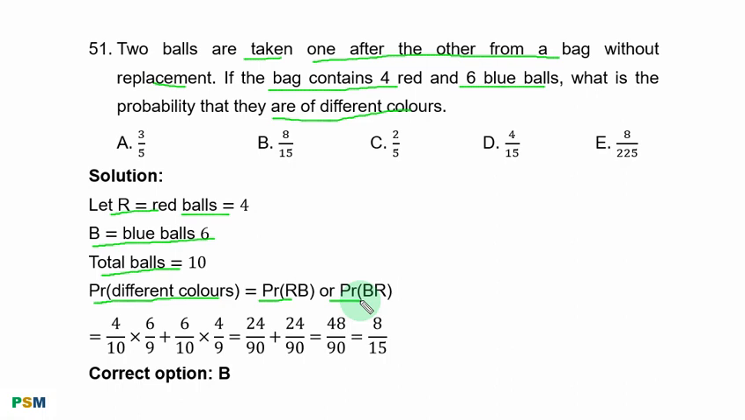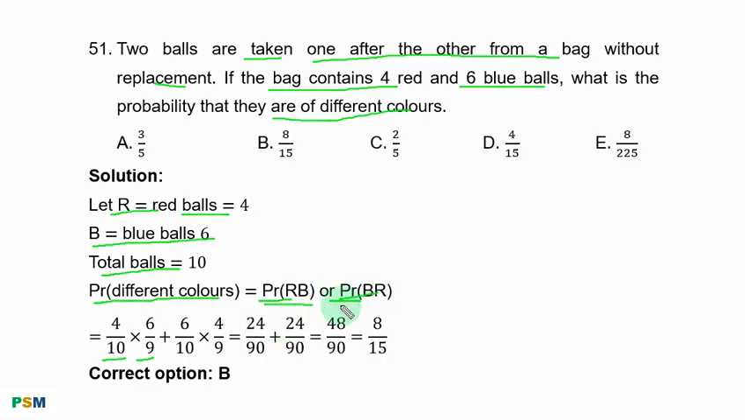In the question, drawing is without replacement. That means the total is affected. When you come here, red balls, they are 4. At that point, the total is 10, times blue balls, they are 6. The first ball picked was not replaced, so you are left with 9, plus, or means addition.